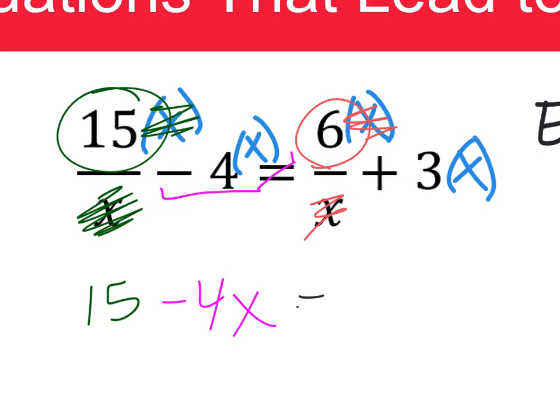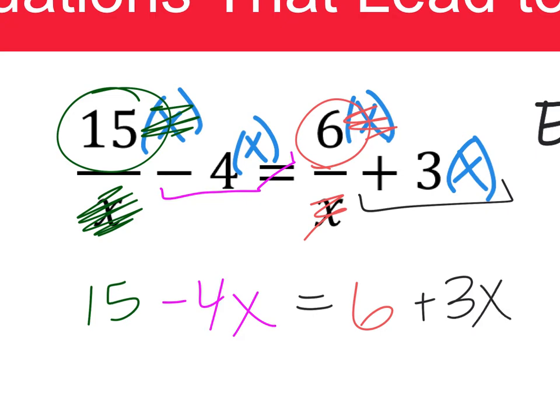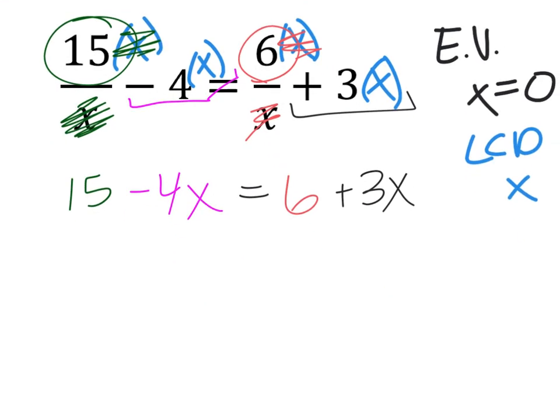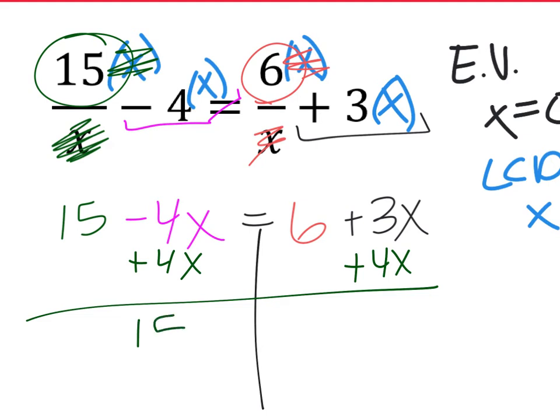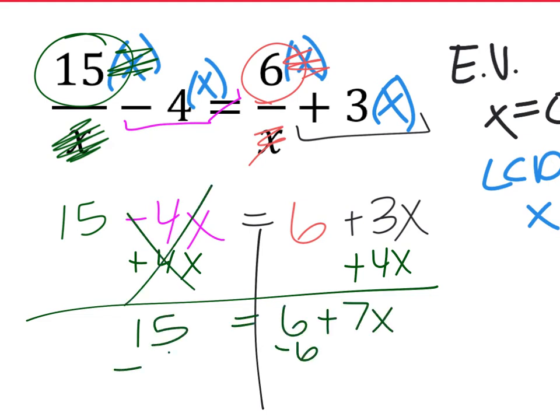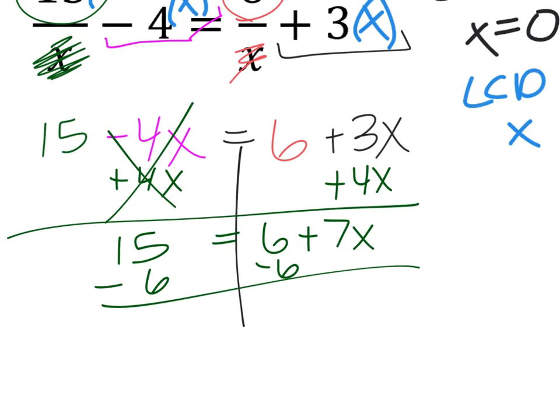Got that equal sign in between there. And we've got a plus 3x at the end. That leaves us with a fairly simple equation to solve. So I'm going to add this 4x to the other side. So we get 15 equals 6 plus 7x, subtract the 6. Get 9 equal, not 7, 9.